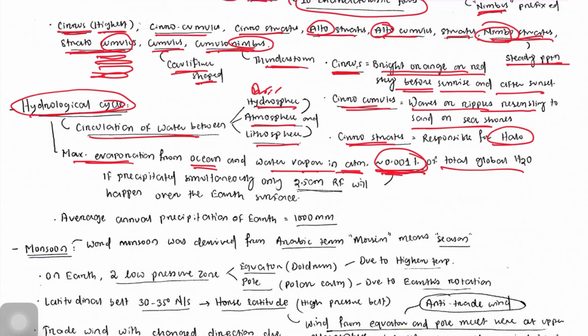If all the atmospheric water precipitated at the same time, only 2.5 centimeter rainfall would happen throughout the land area, whatever the earth surface is. Now the annual average precipitation of earth is 1000 millimeter. You can remember these values because they are important from the exam point of view. And in India, it is 1194 to 1200 millimeter rainfall per annum.